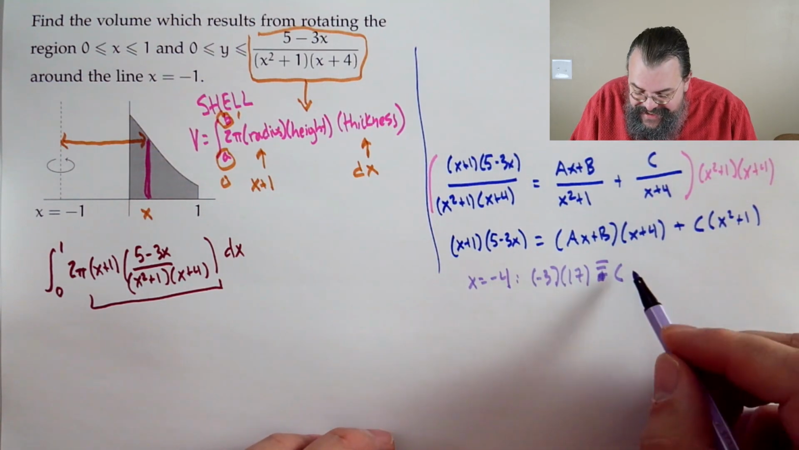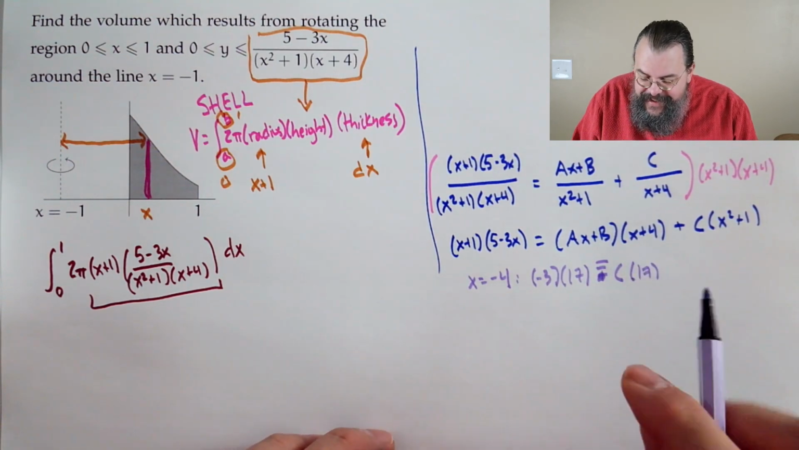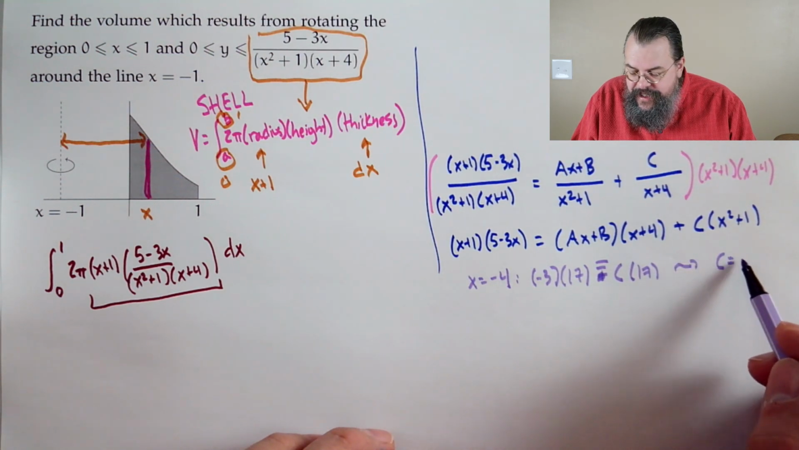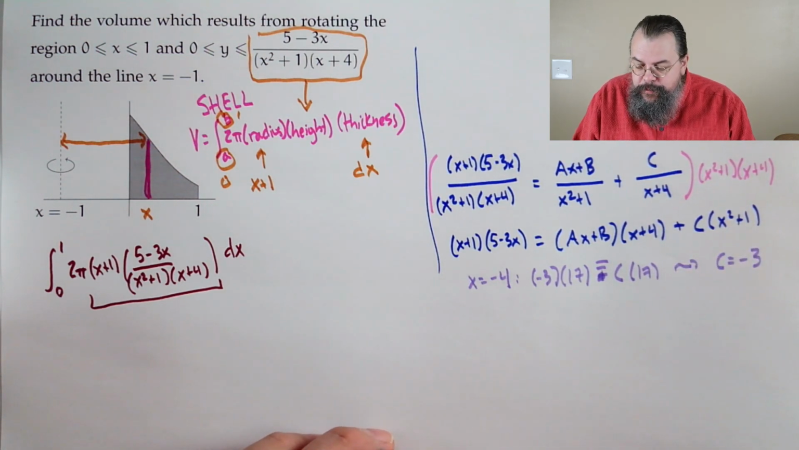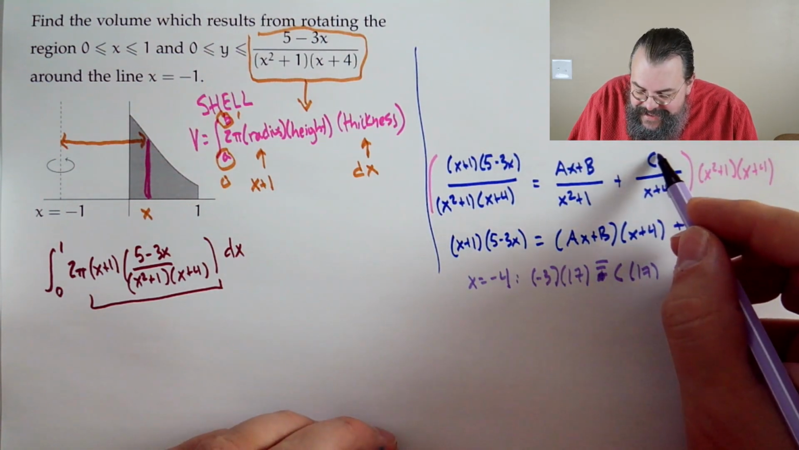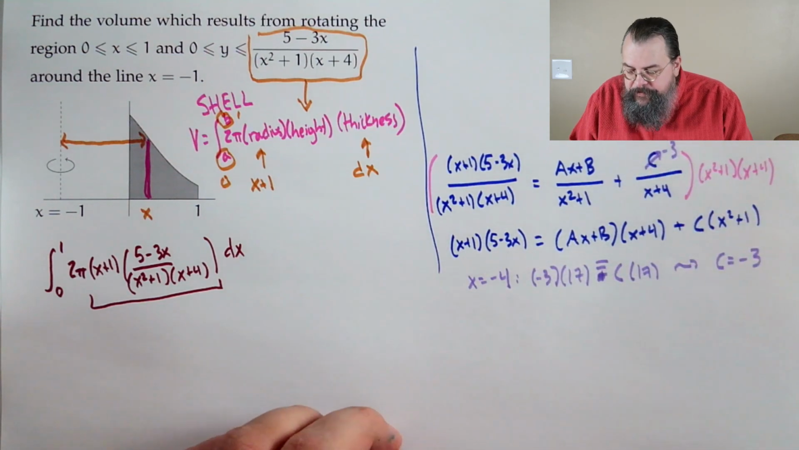They were nice to us. Oh, see, the 17s cancel. And so now we say, look, we know what c is. It's negative 3. Perfect. Woohoo. Nice. Okay, so negative 3.